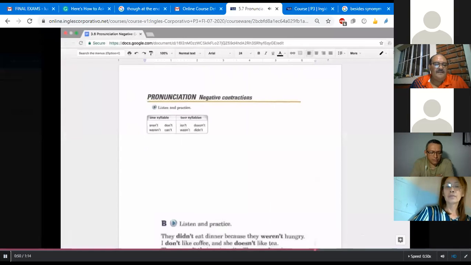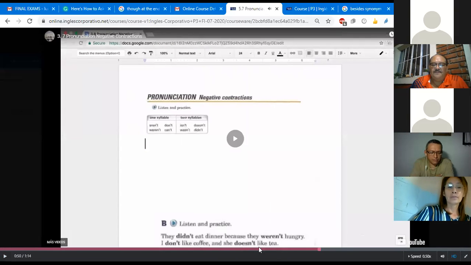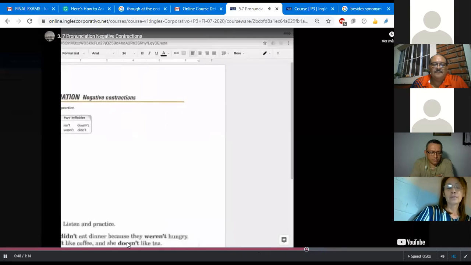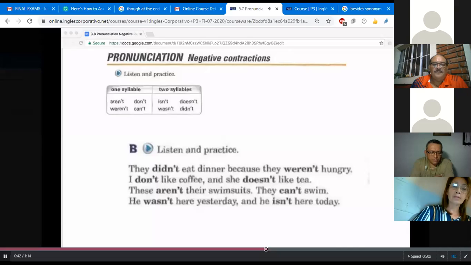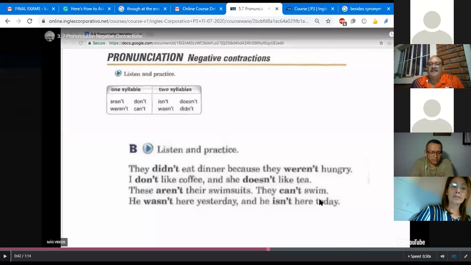A quick tip to follow when expressing contractions is to extend. They can't swim. Okay, he wasn't here yesterday, and he isn't here today. Okay, I need a volunteer to read the first sentence. A volunteer. Me, teacher. Okay.